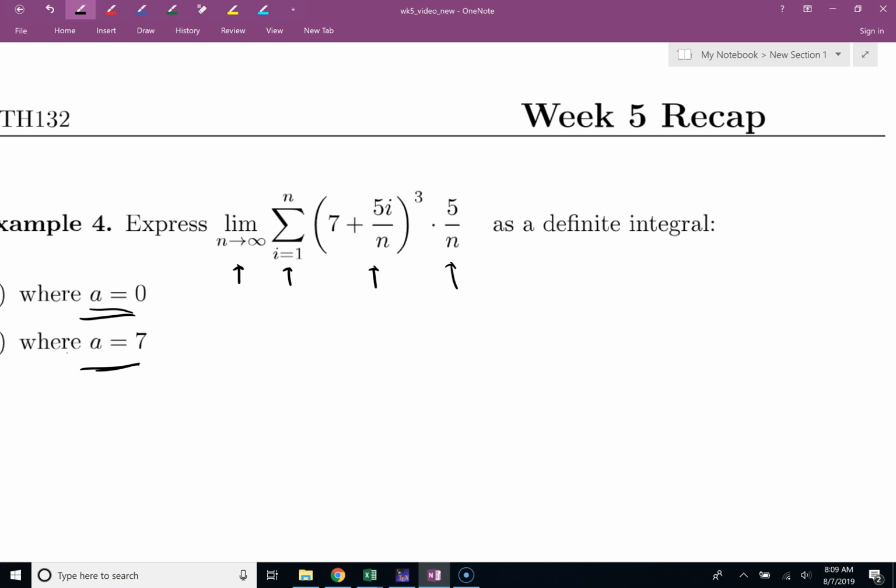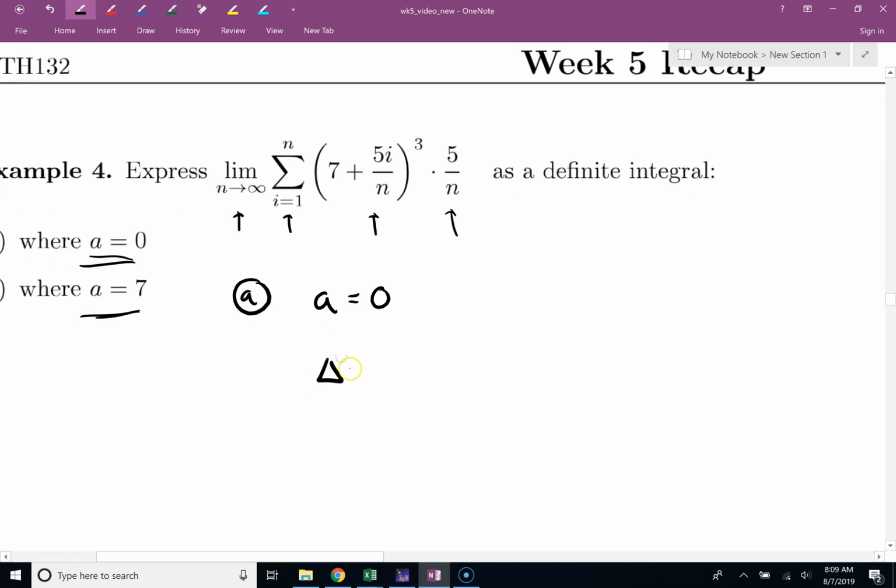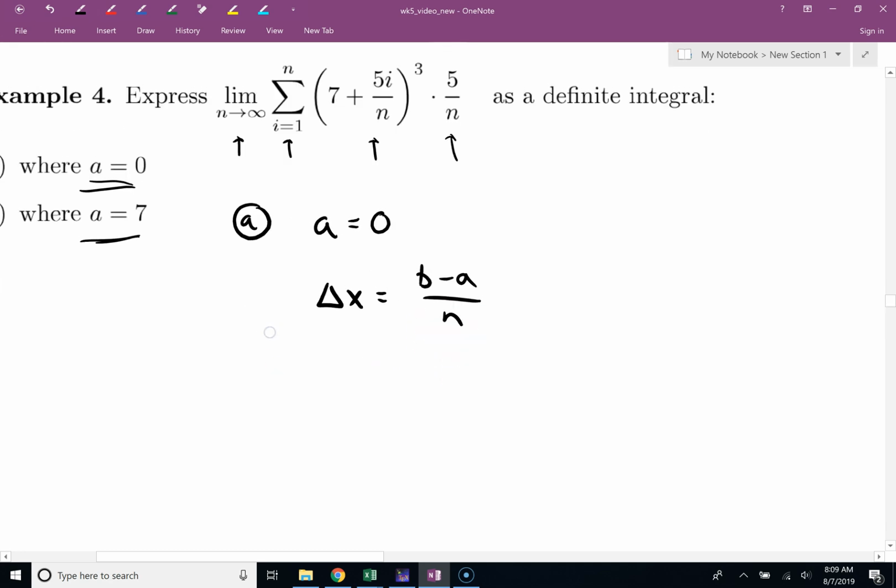So, all right. When a is equal to 0, well, let's see. Thinking about what do I need, right? There's usually some widths of rectangles and some heights of rectangles. So let's go ahead and start writing these things down. I have that delta x would need to be (b minus a) over n. I know there's this whole x sub i, these right-hand endpoints, and that's supposed to be a plus i times delta x. And really we want some function's value there, so some heights of rectangles. So it's going to be f of x sub i.